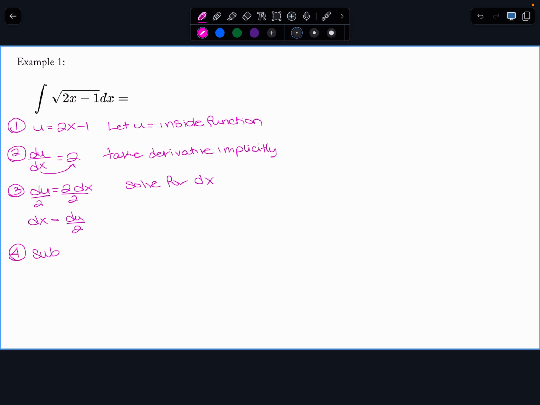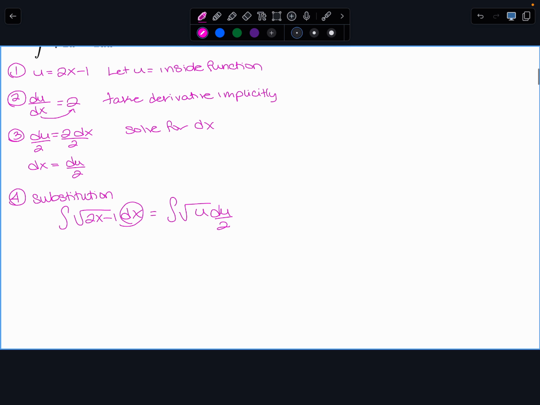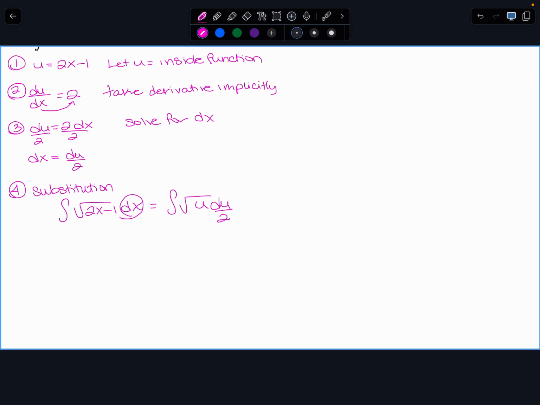Step 4 is to do substitution. So I'm going to plug in my u in for my 2x minus 1. And instead of dx, I'm going to write du over 2. Questions so far?